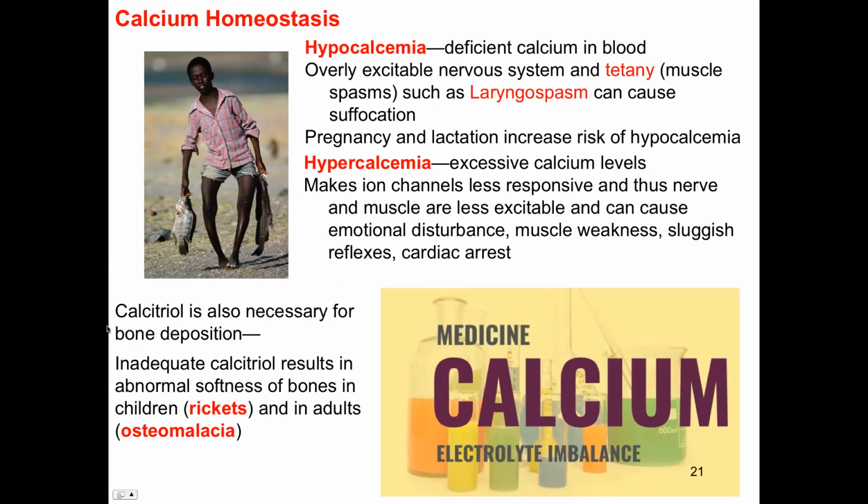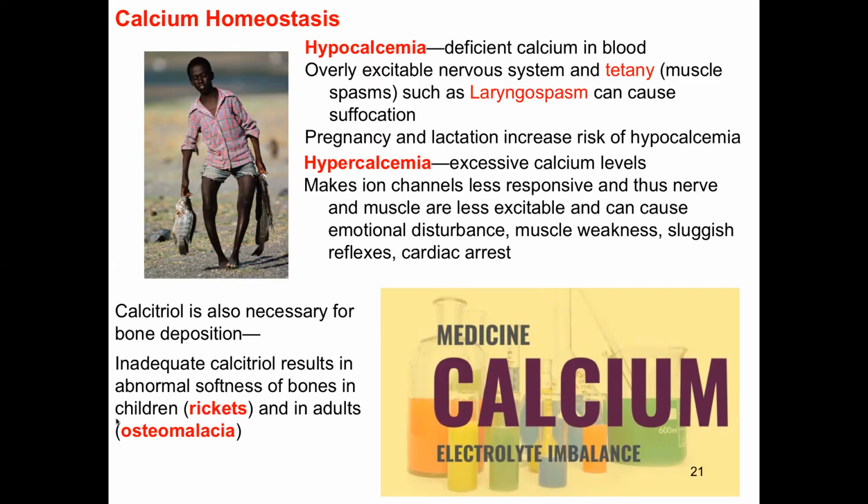Now, calcitriol, right, so vitamin D, is also needed for bone deposition because it helps you absorb calcium from your diet. And if you have inadequate calcitriol levels, that can lead to an abnormal softening of the bone. And this can happen in both adults and in children, but it's just given a different name depending on whether it's a child or an adult.